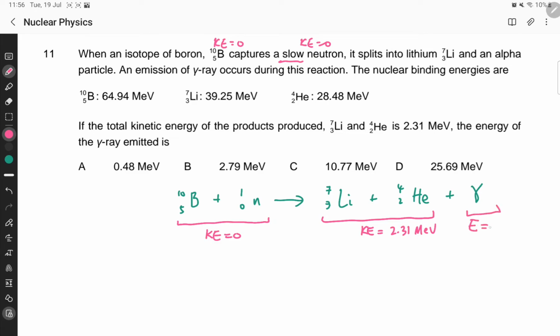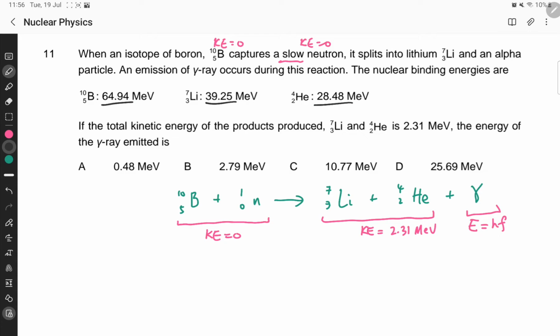If you were to figure out the frequency instead, then you'll use this formula. In this question, we are just supposed to find the E. So these two together will be the energy released in the reaction. And in this reaction, we are given information about binding energy.